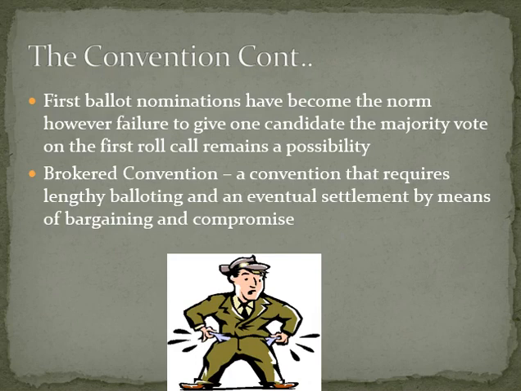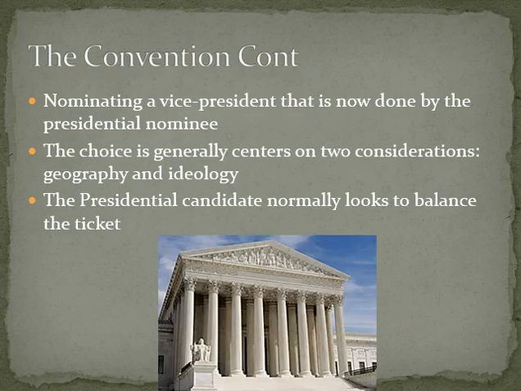Remember how earlier I said that it used to be the person with the greatest number of electoral college votes was the president, and the person with the next greatest number was the vice president. But because of conflict, this had to change. So this is now the process. Nominating a vice president is now done by the presidential nominee.